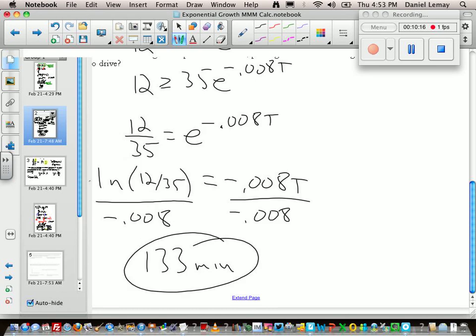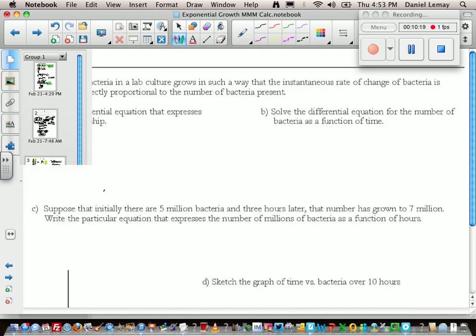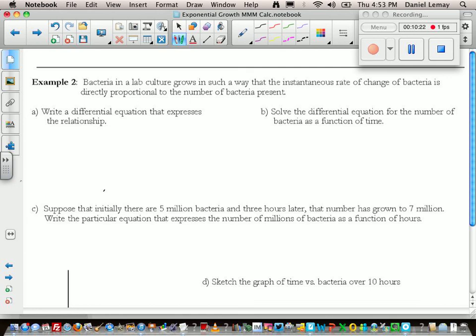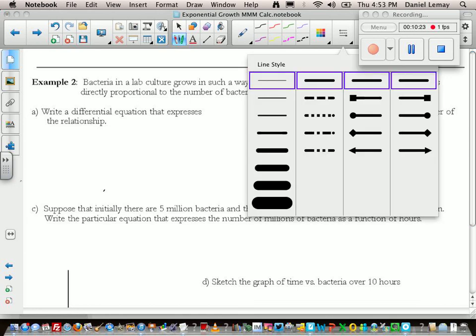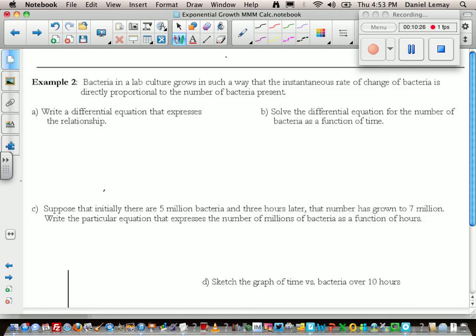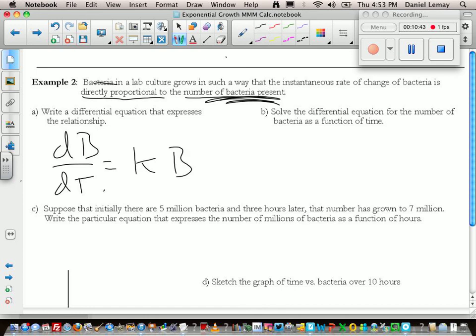Let's look at another one. So bacteria grows in the lab. Alright, so we get some germs growing. The differential equation expresses this relationship. Directly proportional, that's important. So the bacteria in the lab grows in such a way that the instantaneous rate of change is proportional to the number of bacteria present. So that could be B. So we can say dB/dt equals kB. Now they want us to solve that differential equation for a function of time. This is the general solution.